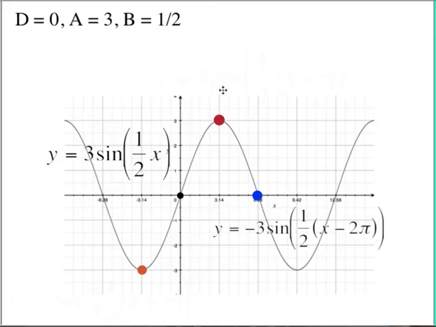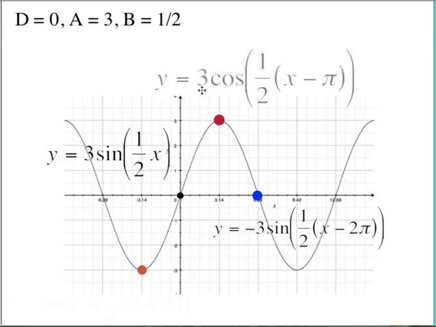Let's go to this red dot. It's a cosine, and it's going to be a positive. And then I have a phase shift of pi to the right. So my equation is 3 cosine of 1/2 x minus pi.